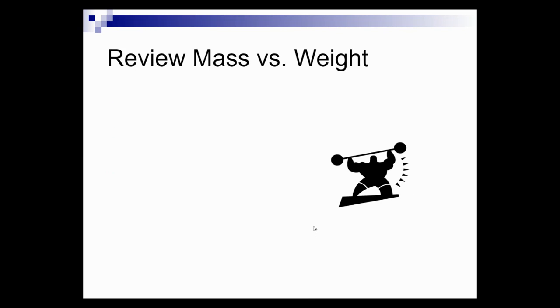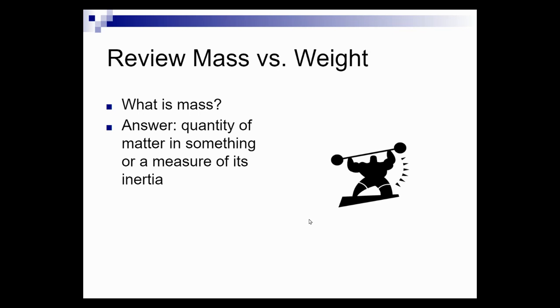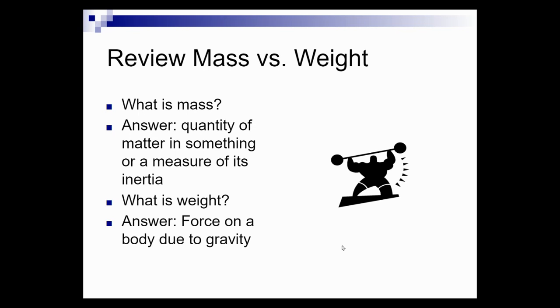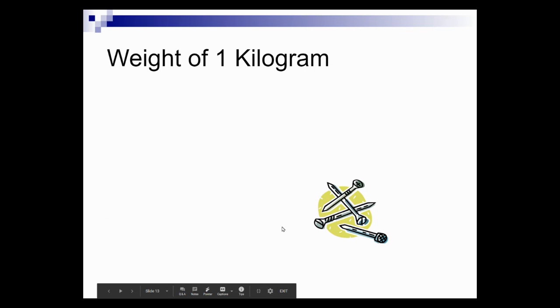So, a kind of review of mass and weight. What is mass? Basically the quantity of matter that something contains. What is weight? The answer: force due to gravity. Now, the weight of 1 kilogram.